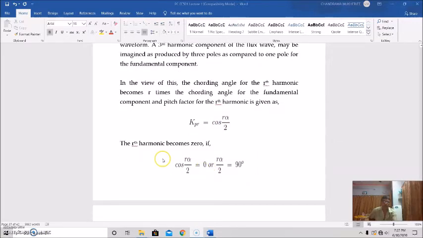So if the r-th harmonic is to become 0, then cos r alpha by 2 must be equal to 0, and r alpha by 2 is equal to how much? Say 90 degrees.